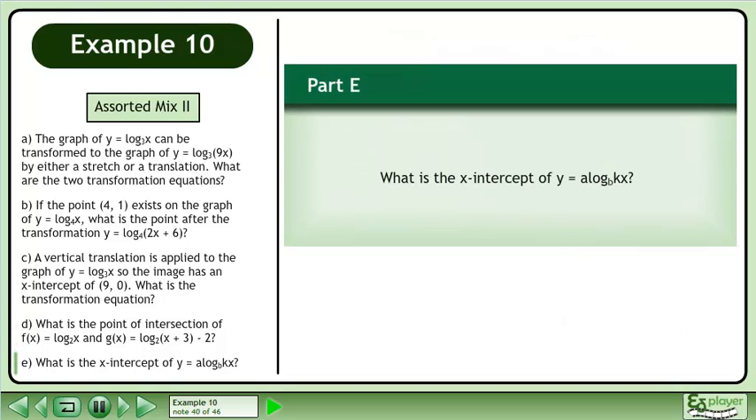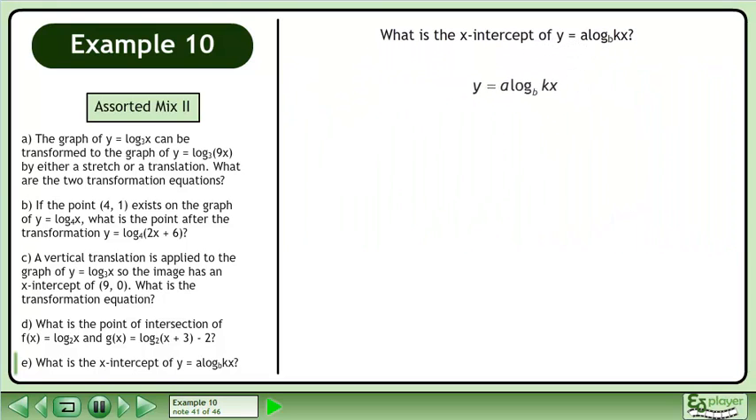Now we'll move on to part E. What is the x-intercept of y equals a times the base b logarithm of kx? Rewrite y equals a times the base b logarithm of kx. At the x-intercept, y equals 0. Divide both sides by a.